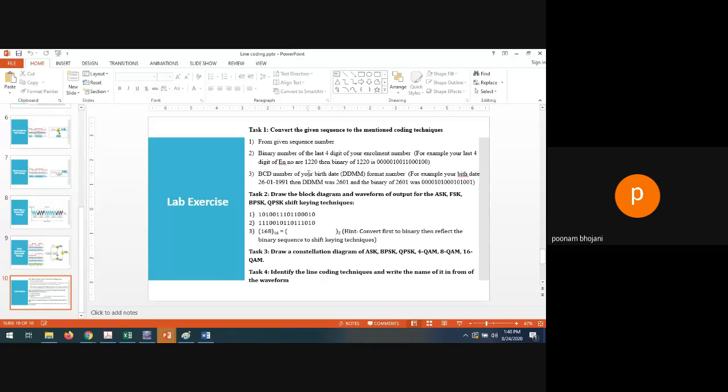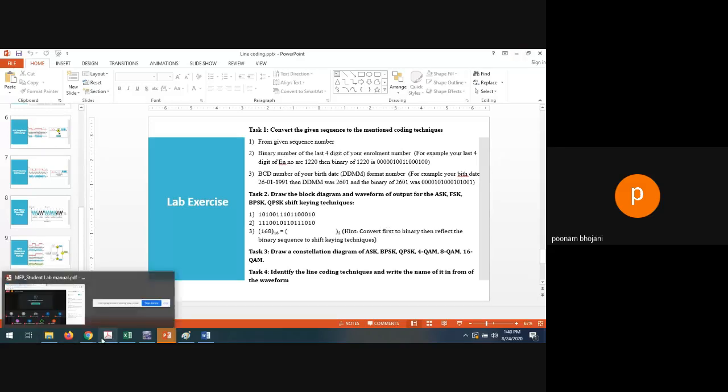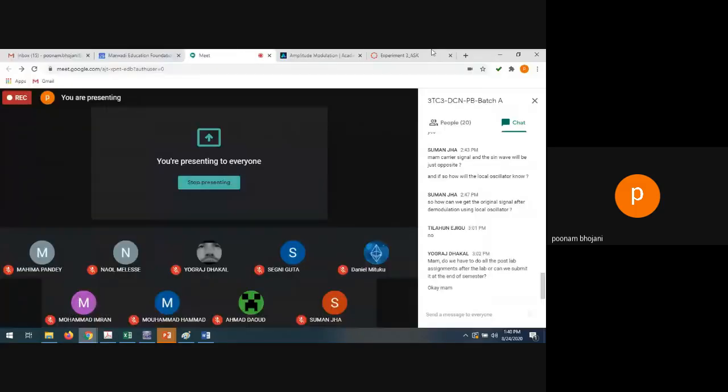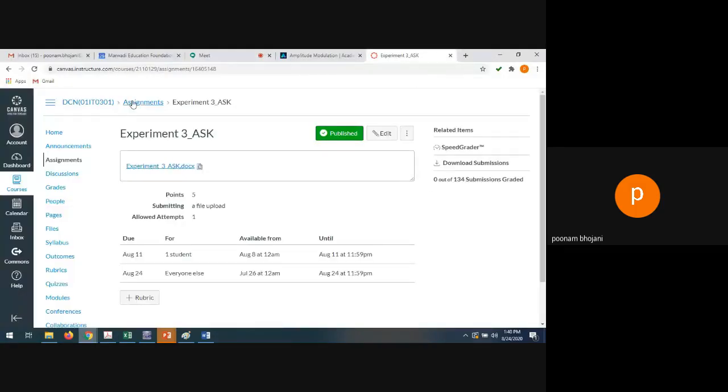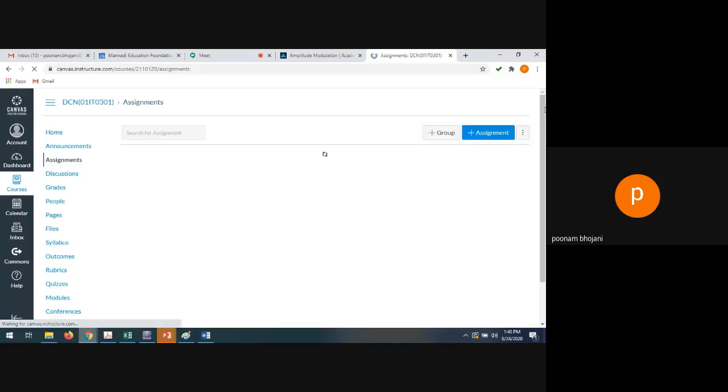So kindly complete these 4 tasks in 1 or 2 weeks. Don't worry, I will not directly give you this lab exercise. I will explain all the questions one by one. I will explain all the tasks today, and then you have to do all the tasks in the next 15 days. Fine. If you look at the Canvas, there is one experiment, line coding, in which one document is uploaded for this lab exercise.